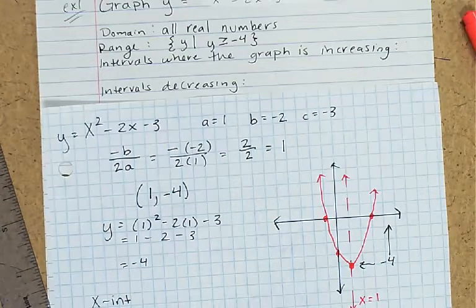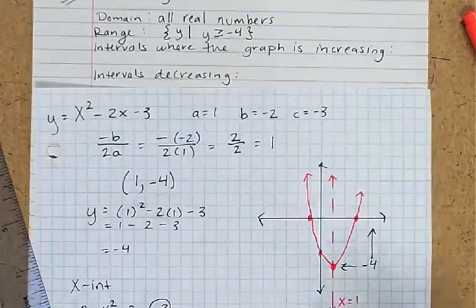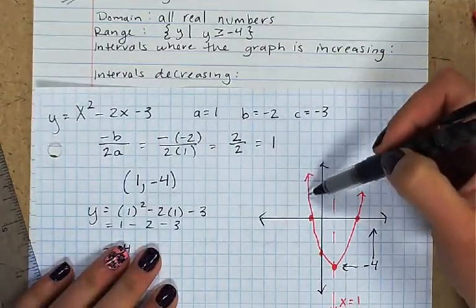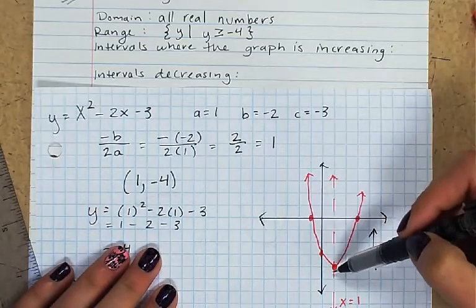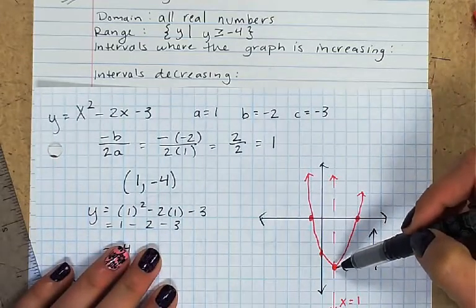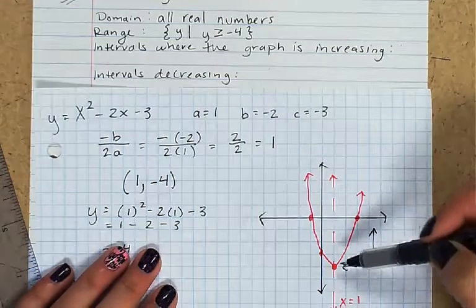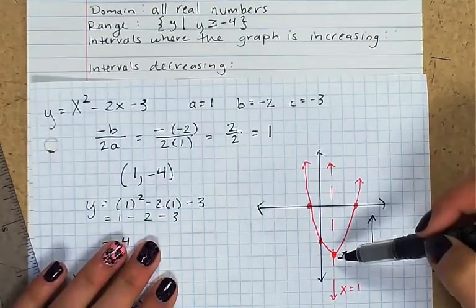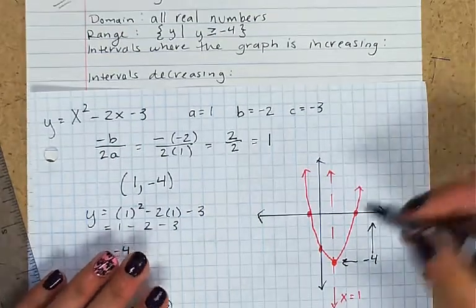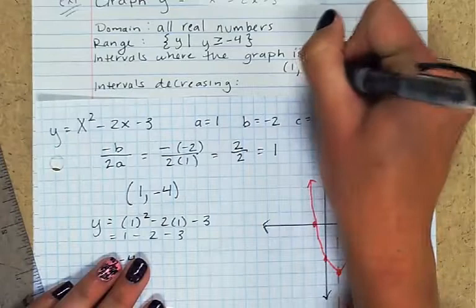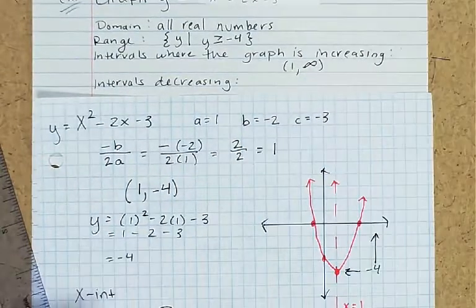Intervals where the graph is increasing. So when we read, we go from left to right. So you have to look at your graph from left to right. So for increasing, as I go across, we're going down, down, down. Oh! And then right here, it stops, turns around, and starts going up, up, up. So right here, when the x value was 1, that's when it started to go up. So it's increasing from 1 to infinity.